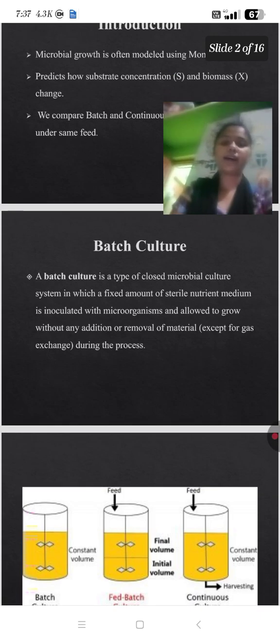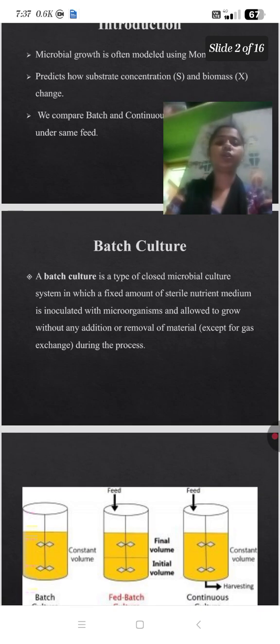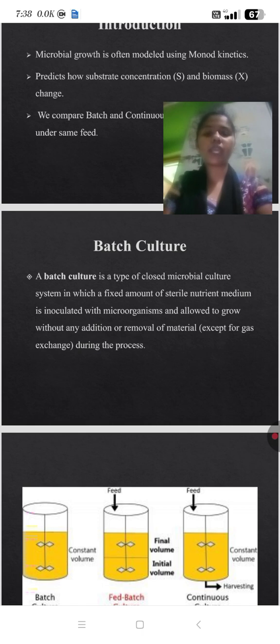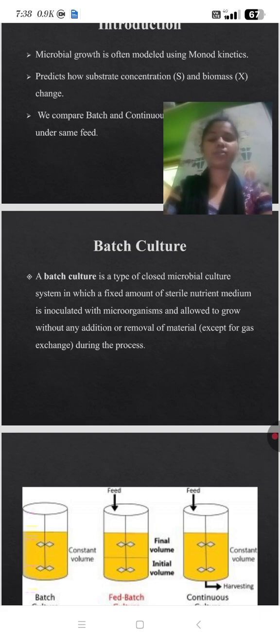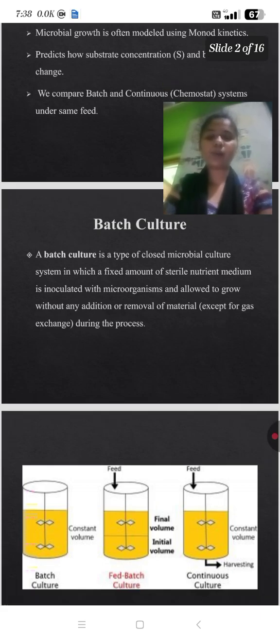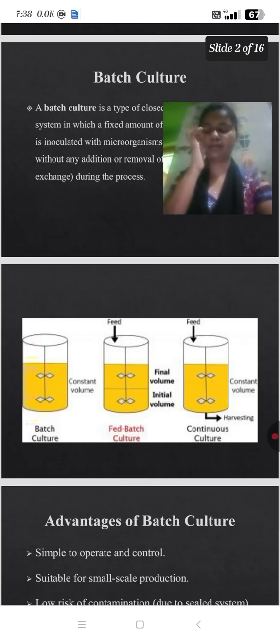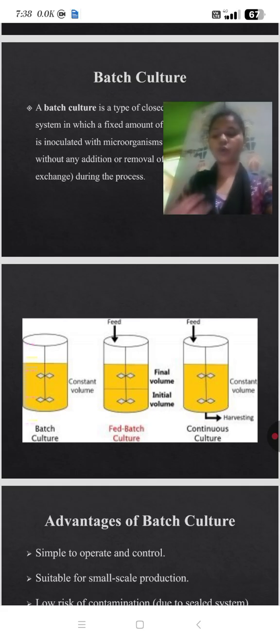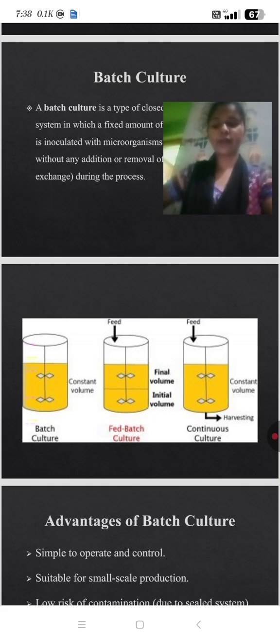Batch culture. Batch culture is a type of closed microbial culture system in which a fixed amount of sterile nutrient medium is inoculated with a microorganism and allowed to grow without any addition or removal of material, except for gases exchanging during the process. Batch culture is a closed system, the simplest, used for small scale or antibiotic production.